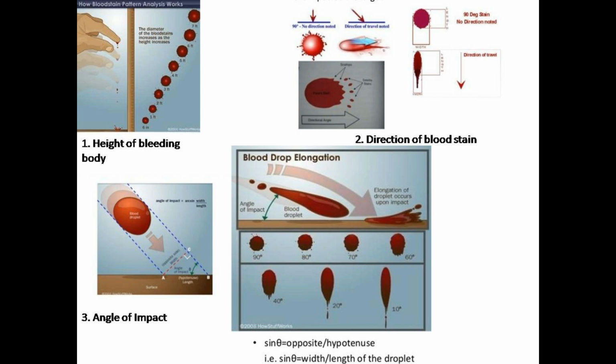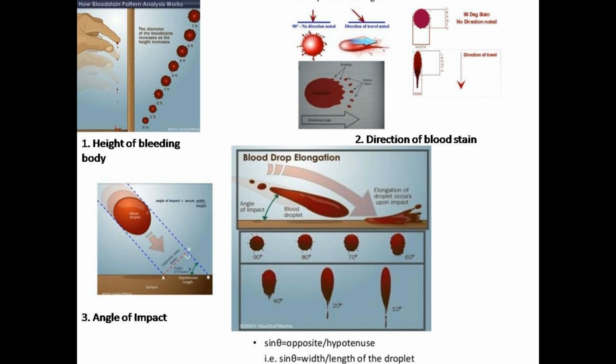The third thing which can be obtained by observing the blood stain is the impact angle. Impact angle is the acute angle formed between the direction of the blood drop and the plane of the surface it strikes. So we have already seen that if the impact angle is changed, the shape of the blood stain will also change.